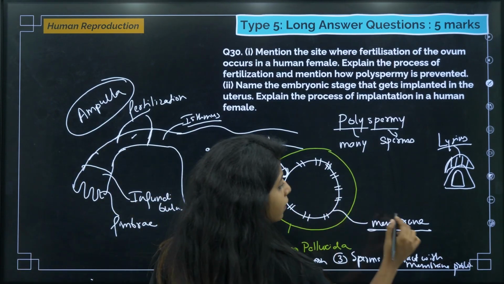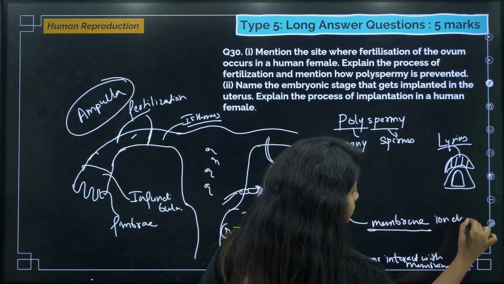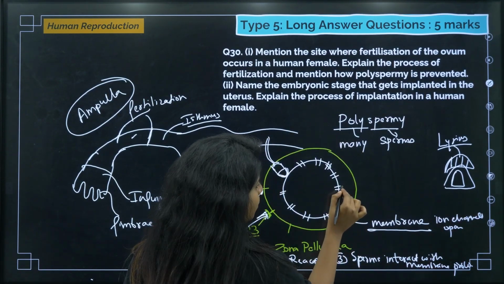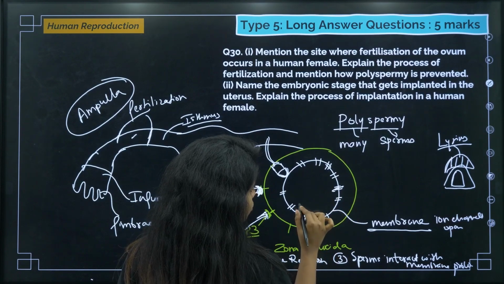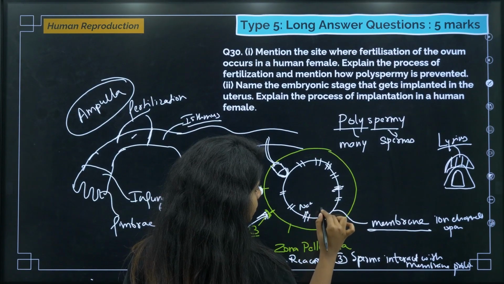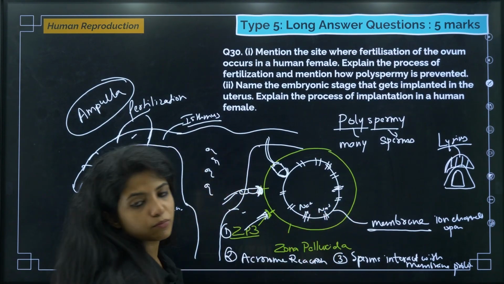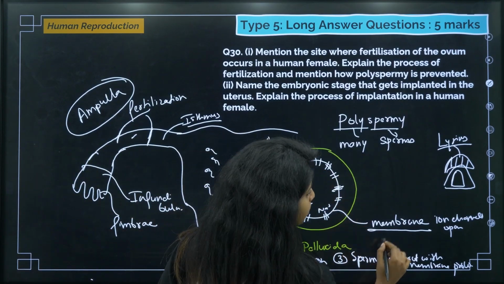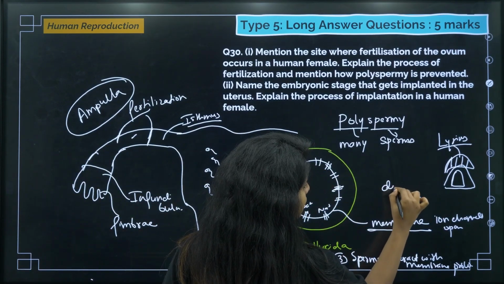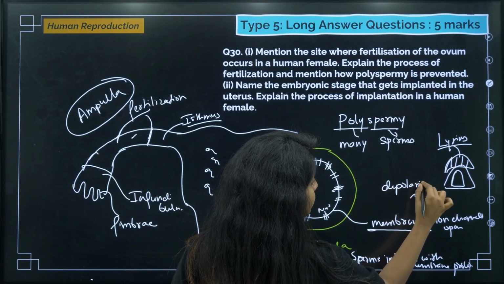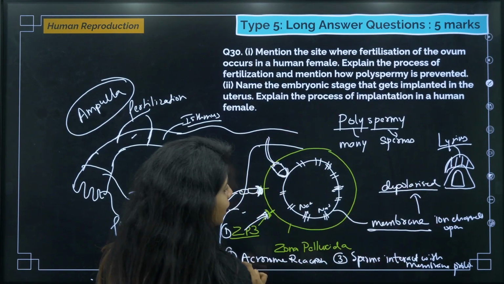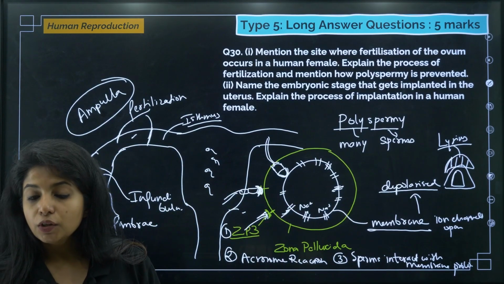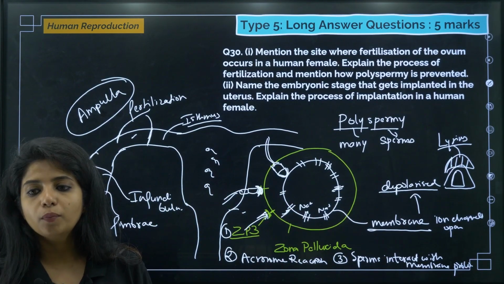The membrane ion channels open up, and now what will happen? The sodium ions come inside, in a way that the membrane is now depolarized. The membrane will get depolarized. It will bring changes in the membrane such that any sperm that will try to come and enter here won't be getting entry. So this is known as fast block polyspermy.